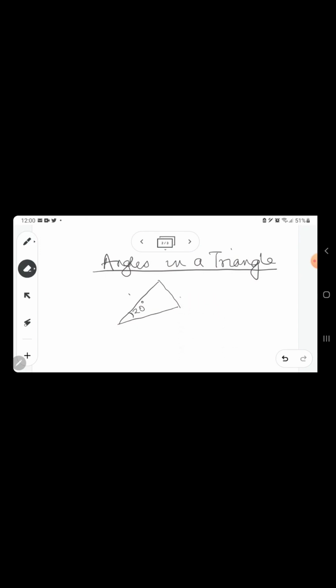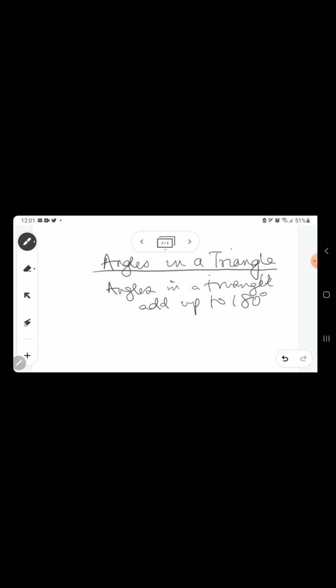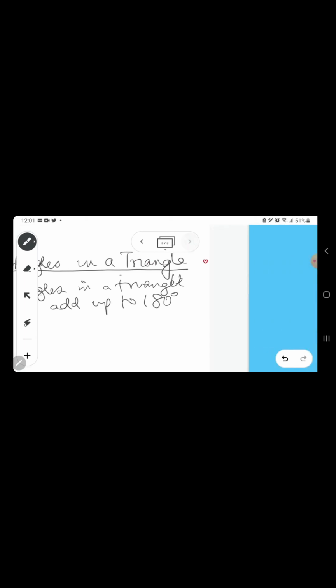Today we are going to be working on angles in a triangle. There are times when you will have a question where you have been told to measure the angles in a triangle and give your answer. Number one rule you have to know is that angles in a triangle add up to 180 degrees. It's extremely important to remember that. And once you know that, solving the question is very easy.